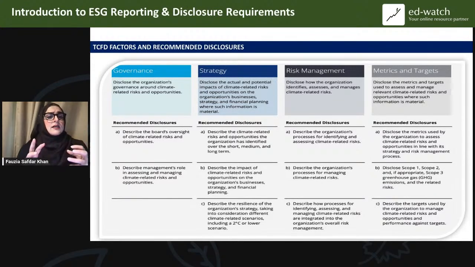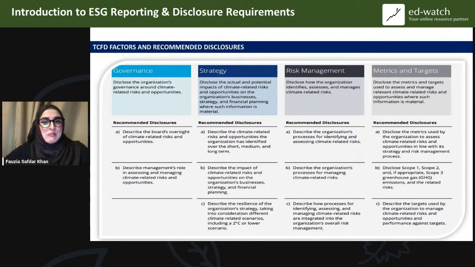So under TCFD, they ask you to define different scenarios related to the temperature, and then define what your strategies will be, and then disclose it: okay, if this thing happened, this is our strategy, governance is working like this, we will manage the risk like this, our metrics and targets will be this. So after the scenario analysis exercise, you will just disclose which you think is more probable or more relevant to your organization. This is something I just tried to cover, a big thing in such a small time.